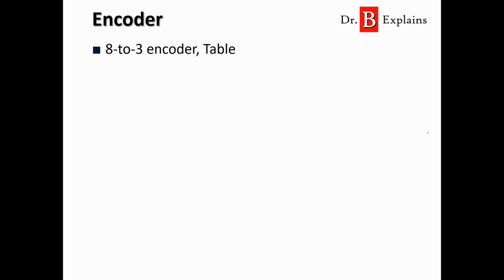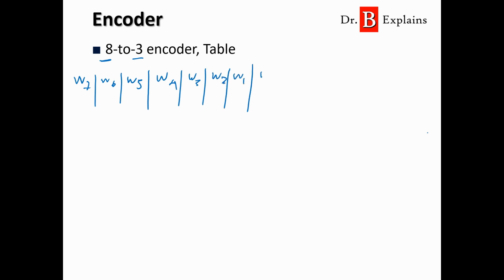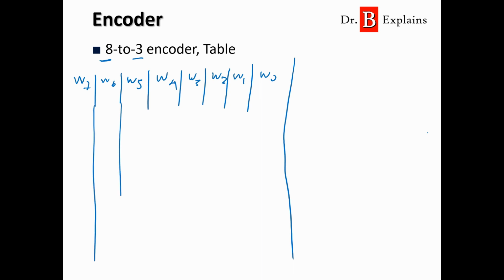So if we have that, remember we have 8 inputs and 3 outputs. So W7, W6, W5, W4, W3, W2, W1, W0. And those will be our inputs.